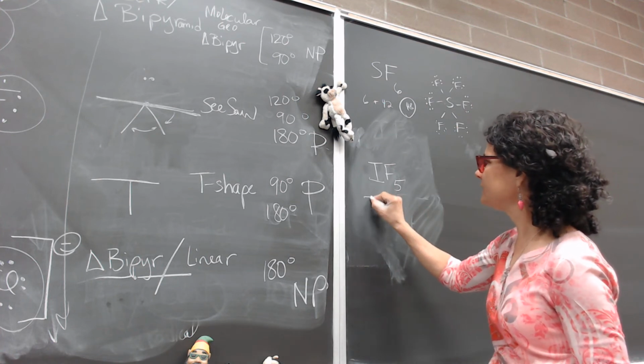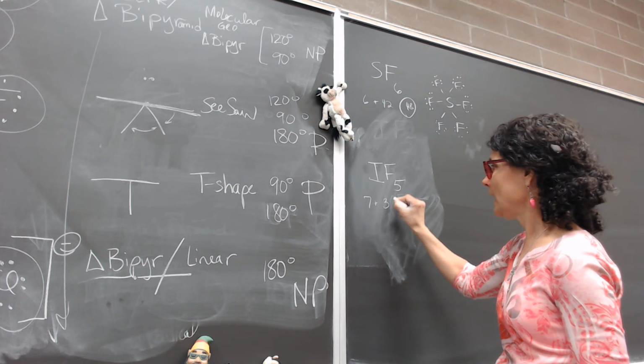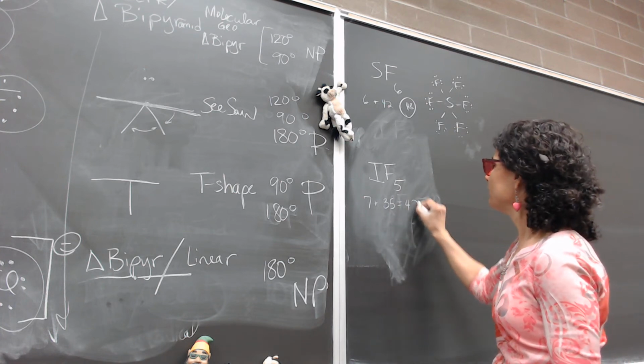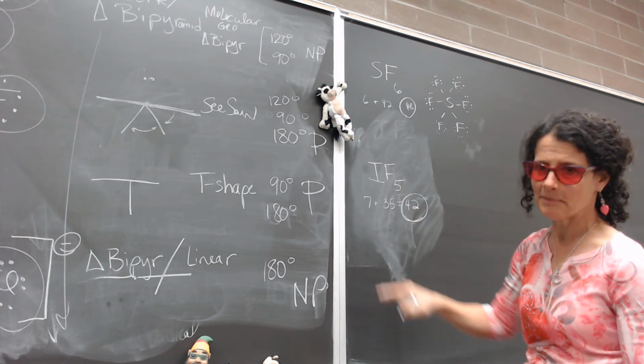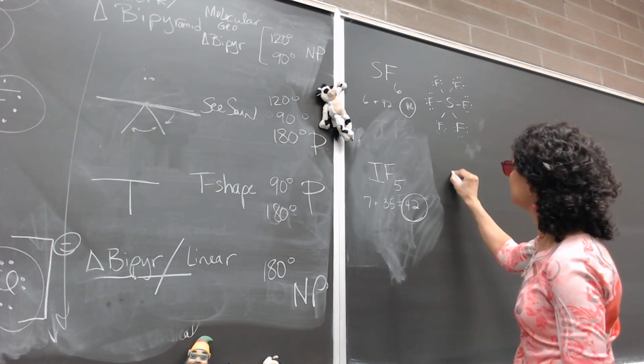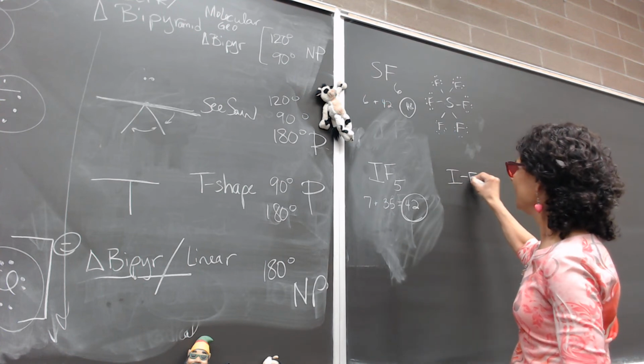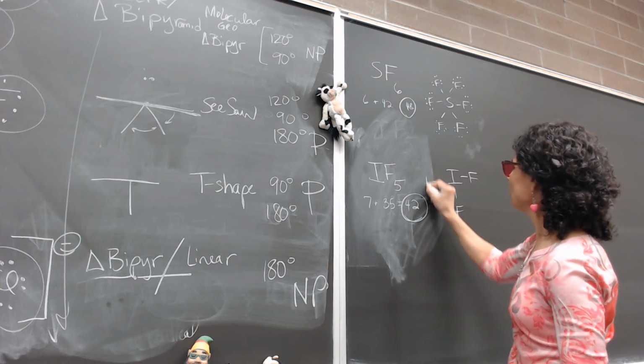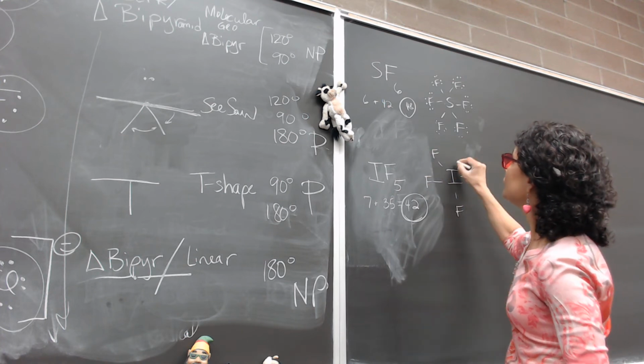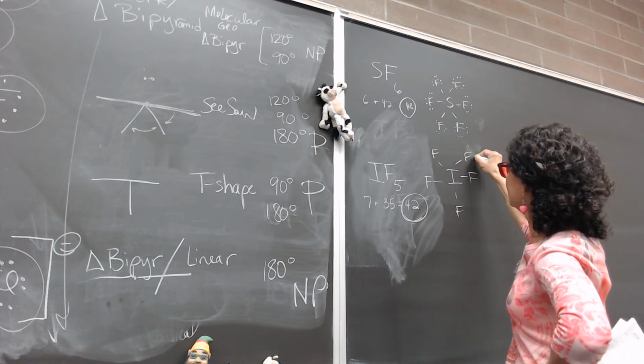All right, we have 7 plus 35, so we will have 42 electrons. Again, I don't need to see the math, but you can show it. All right, I, F. Oh, let's just put all the fluorines around it. You need to show your dots.